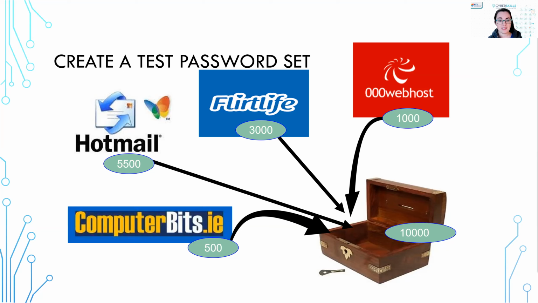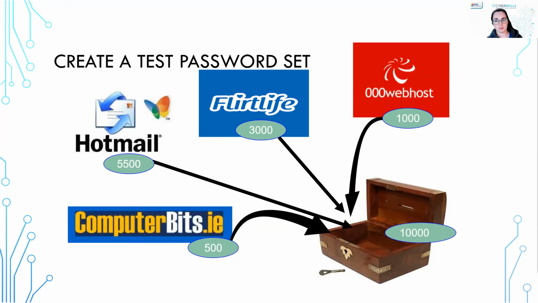And what we did is from each of them, we just took a random sample. So we took 1,000 from Webhost, 3,000 from Flirt Life, 5,500 from Hotmail, and 500 from CompuBits. We randomly sampled from those 4 dictionaries and made up a new password set. And that new password set has a total of 10,000 passwords.